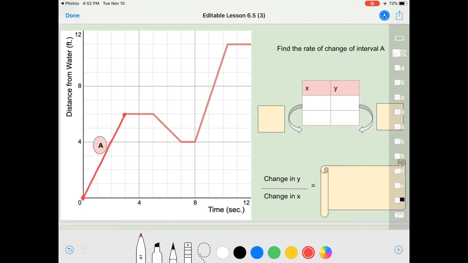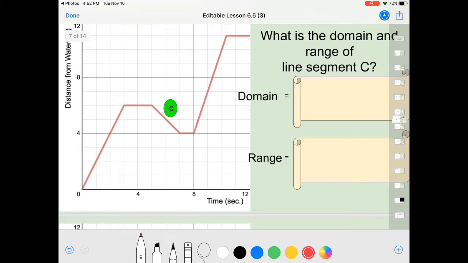And when we find rate of change, we need to find perfect points. So on this line segment A, I see that 0, 0 is a perfect point. I see that this point here, 1, 2 is a perfect point. This point here, 2, 4 is a perfect point. And this point here, 3, 6 is a perfect point. So you can choose any two of those perfect points. I'll use these first two, 0, 0, and the point 1, 2.